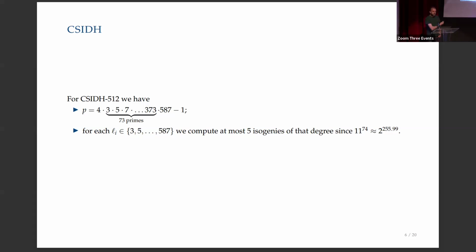And in this setting, we also have 2^256 elliptic curves. So we sort of expect to reach all of them. It's not exact, but it's close enough.